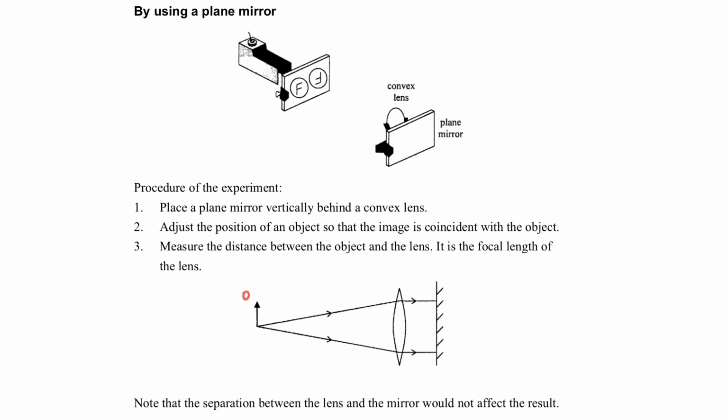So the other method, if we are inside the laboratory without a distant object, how can we do it? We can use a plane mirror. So the idea is the object will form the image on the other side and we use the plane mirror to reflect it back. So when we adjust the distance correctly, when we can observe the object and the image at the same position, then we can find the focal length by measuring the distance between the object and the lens. And the distance between the lens and the mirror is not important.